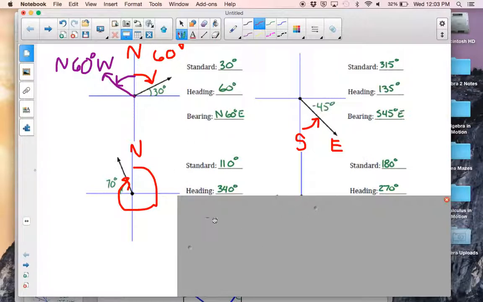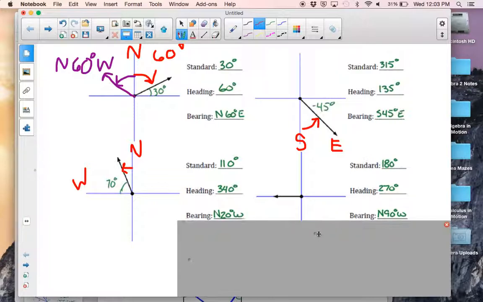Now, thinking about bearing, it's either north-south and then east or west, so you pick the one that it's closest to. As a bearing, it's closer to north, and then it travels west. And how many degrees does it travel west? Well, this should be 20 degrees. North, 20 degrees west, because this would be 20 degrees in here.